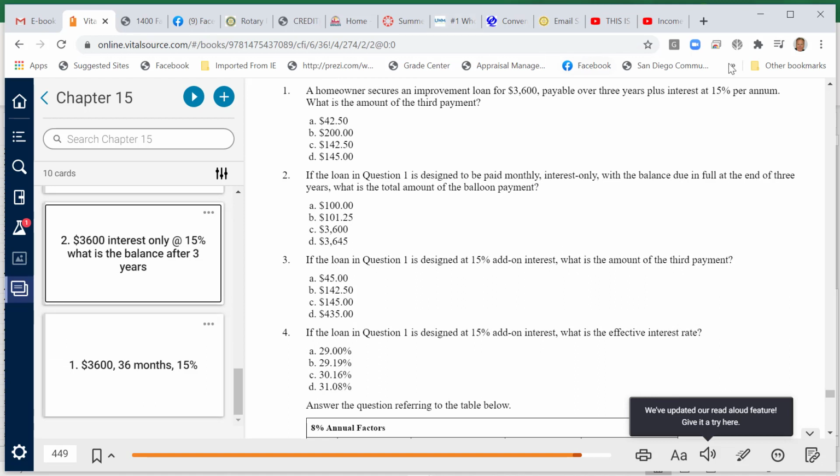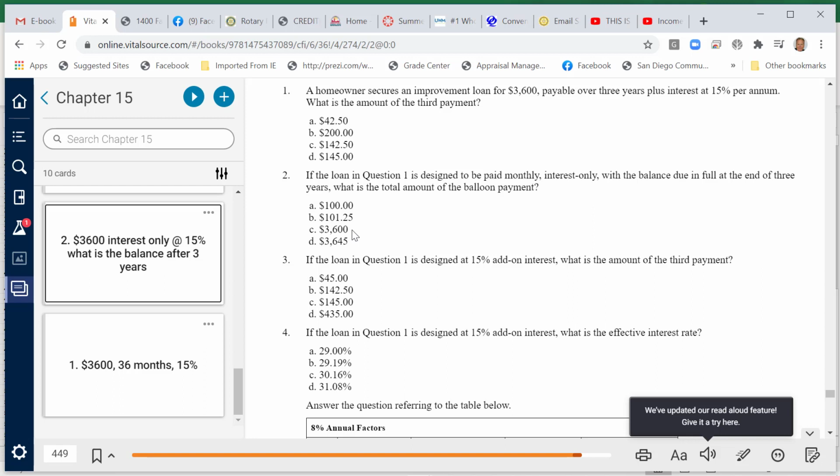Okay, now we're starting something new. It's referring to question 1 again about the $3,600. And it's saying, what if that loan was paid monthly interest only, meaning I'm not paying any principal balance on it, with the balance due in full at the end of 3 years? What would the total amount of the balloon payment be? Or really simply, you're paying interest over that time. You're not paying any principal. So at the end of 3 years, you truly owe $3,600.